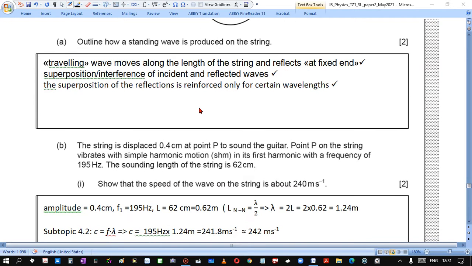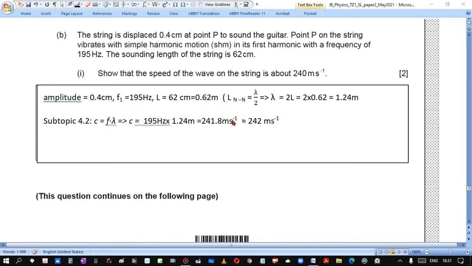Outline how a standing wave is produced on a string. A traveling wave moves along the string and reflects at fixed ends. So we have superposition of incident and reflected waves. The superposition is reinforced only for certain wavelengths. So this I took from the mark scheme, so choose any two ideas.